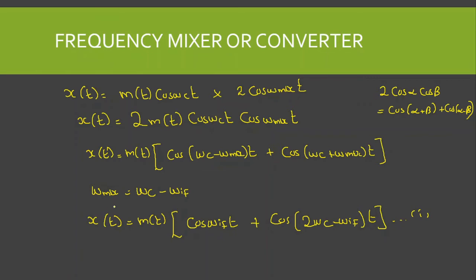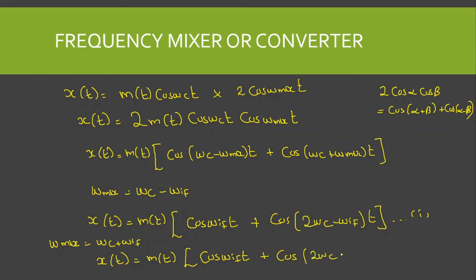Now when I put omega mix is equal to omega c plus omega if, that is when I select the frequency of the mixture as omega c plus omega if, I'm going to get x of t is equal to m of t cosine omega if plus cosine, here I'm going to put this omega c plus omega if. So this will be cosine omega if t, and this will be cosine 2 omega c plus omega if t. Let me name it as equation 2.